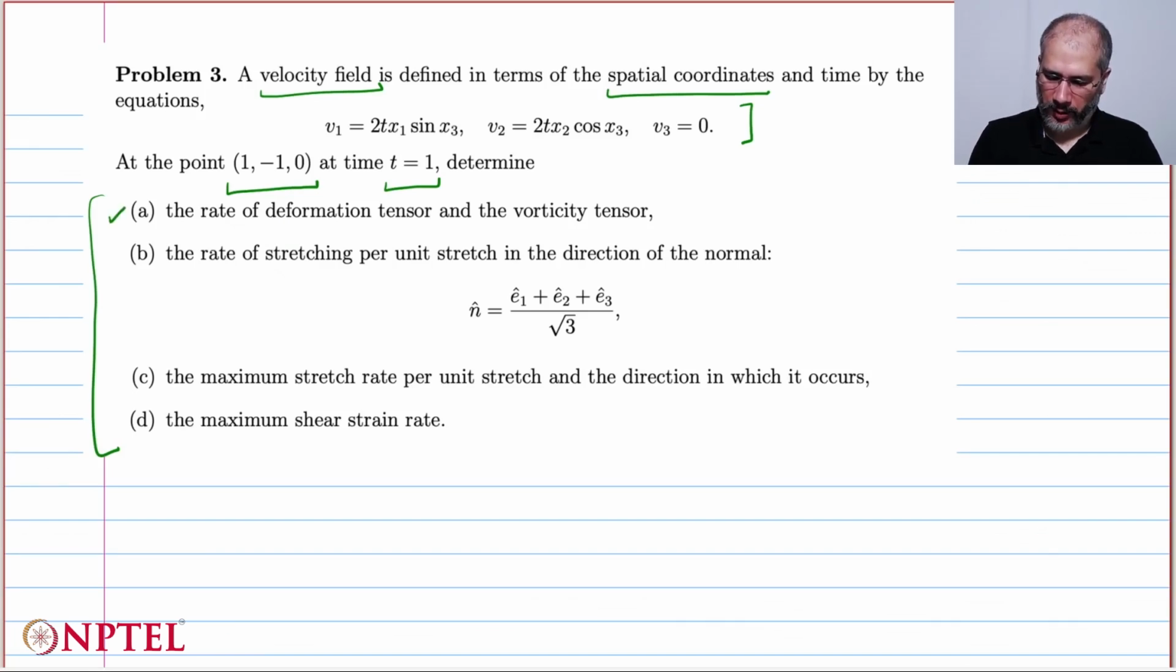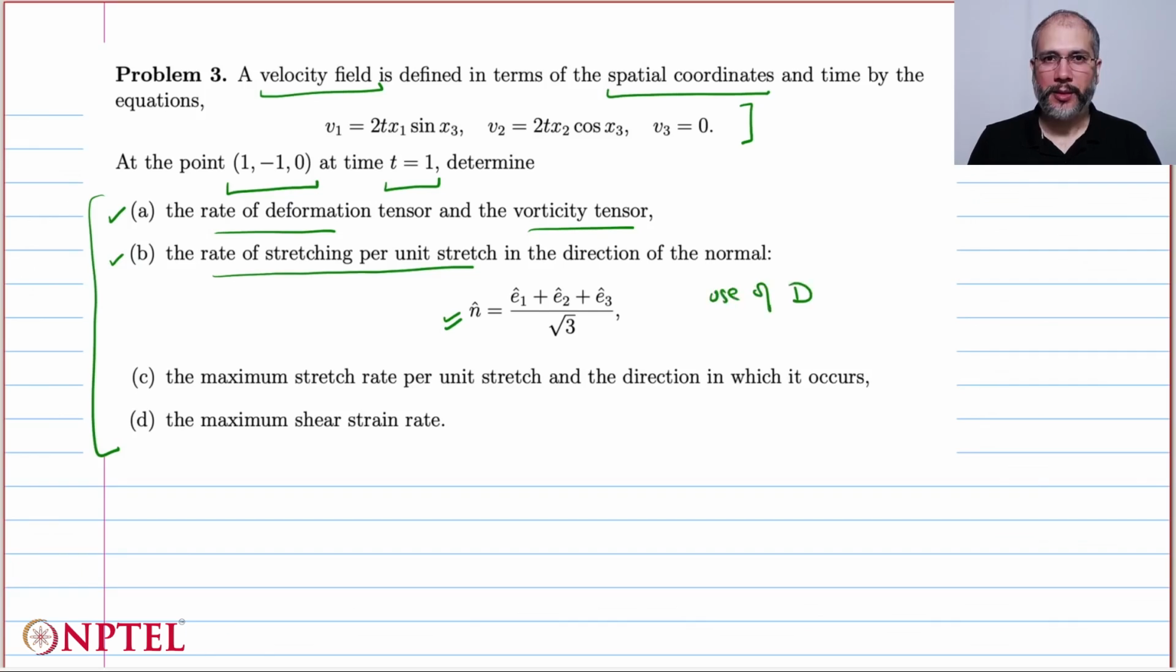So in part A, we have to find the rate of deformation and the vorticity tensors. In part B, we have to find the rate of stretching per unit stretch along a certain direction n hat, and this requires the use of the rate of deformation D. And in part C we have to find the maximum stretch per unit stretch, which will be associated with the eigenvalues of D, and finally we have to find the maximum shear strain rate.